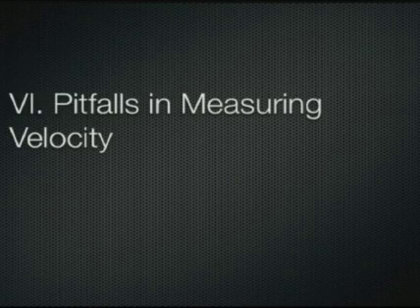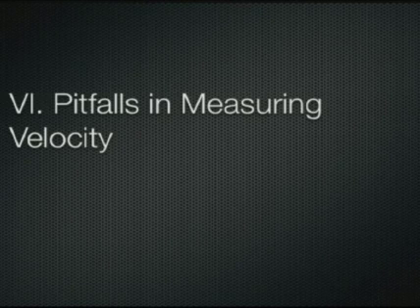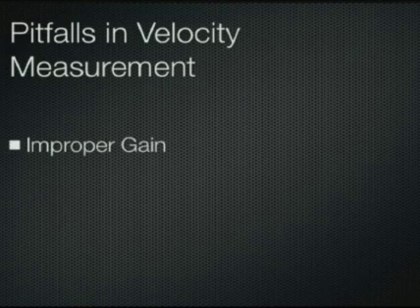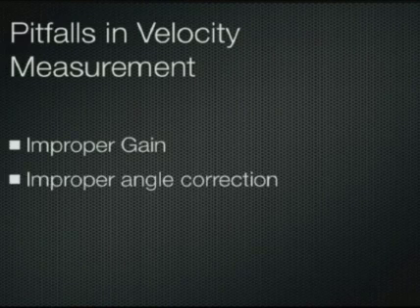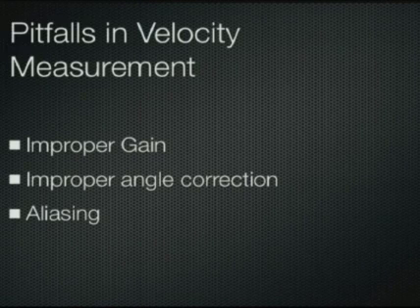The last segment emphasized the importance of velocity as a means of estimating the degree of vessel stenosis. Therefore, it becomes extremely important to understand pitfalls and limitations of velocity measurement using ultrasound. The major pitfalls in velocity measurement are the use of improper Doppler gain and improper Doppler angle correction. In some cases, aliasing may complicate the assessment as well.